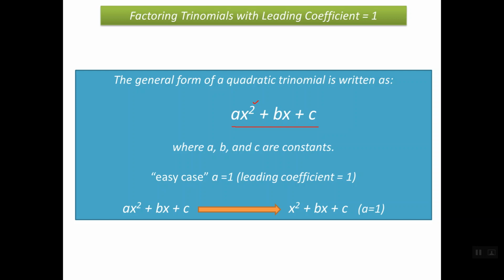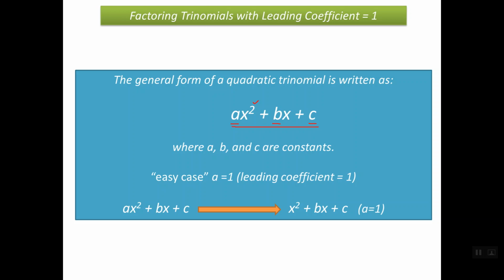In this form, we have three constants: a, b, and c. The coefficient a is the coefficient related to x², while b is the coefficient of x, while c is the separate coefficient or separate constant.